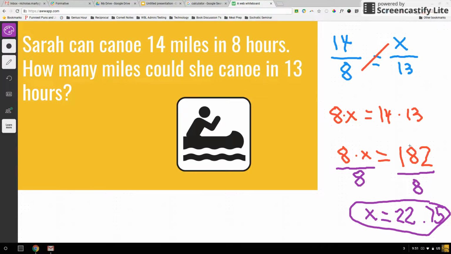So even though you might be able to figure this out in your head, I want you to really work through this cross multiplication strategy, showing every step, just like I did here.